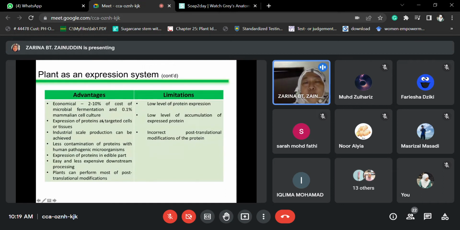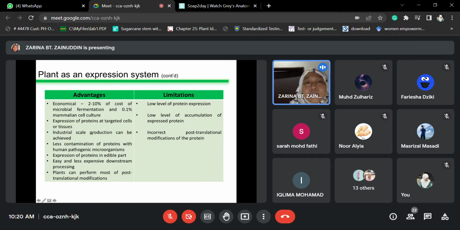Okay, and also if you want to express the protein, you can express the protein at the targeted cells or tissue. For example, you want to increase production of vitamin A, so you boleh express the vitamin A only dekat seed atau kat grain because of the rice. Because apa yang kita makan adalah the grain, right? So you can express the protein at the targeted cell or tissue.